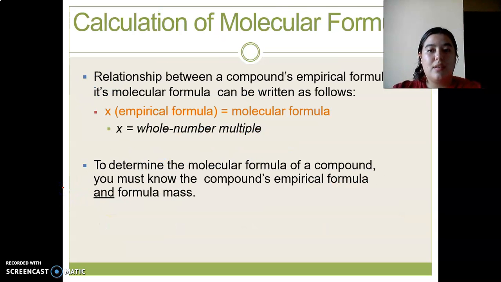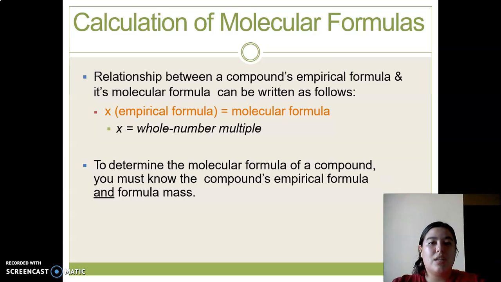Now, continue with the calculation of molecular formulas. The relationship between a compound's empirical formula and its molecular formula can be written as follows. X times the empirical formula equals the molecular formula. X equals a whole number multiple. To determine the molecular formula of a compound, you must know the compound's empirical formula and formula mass, okay?